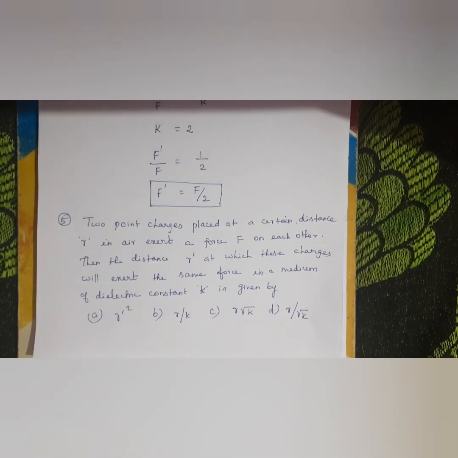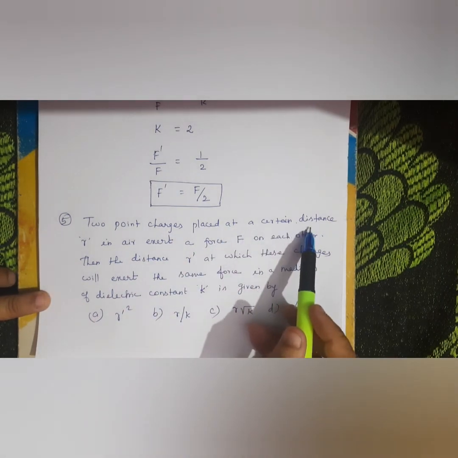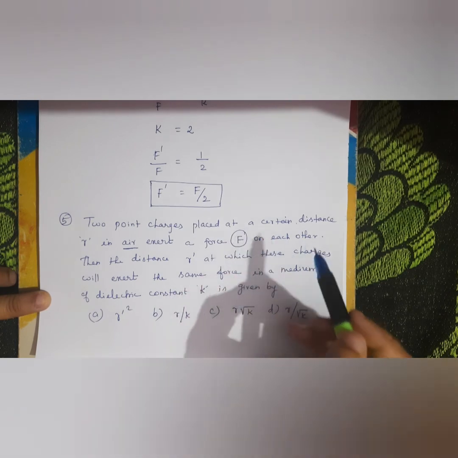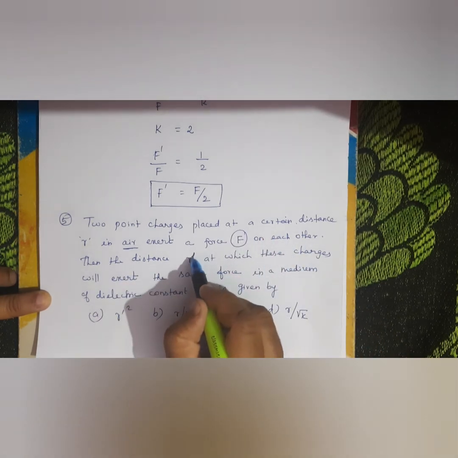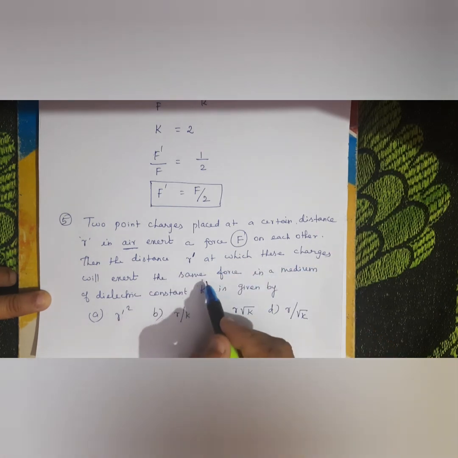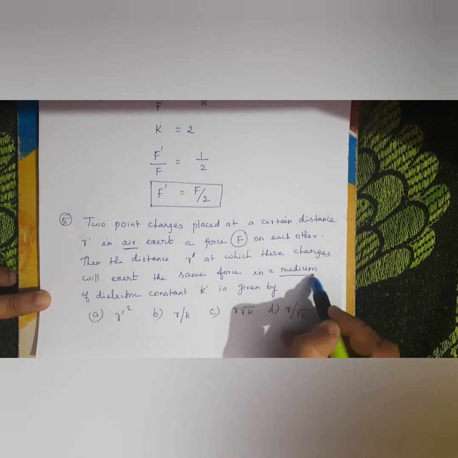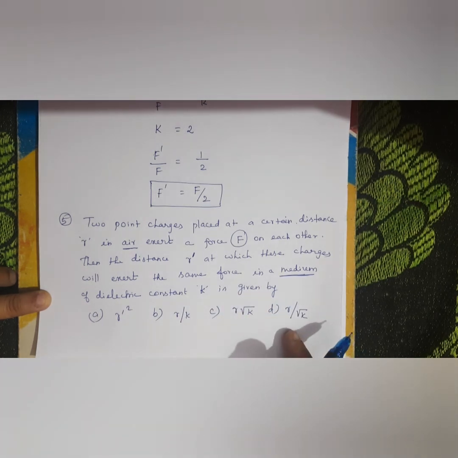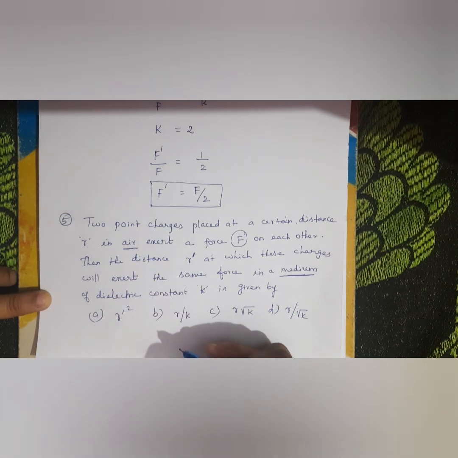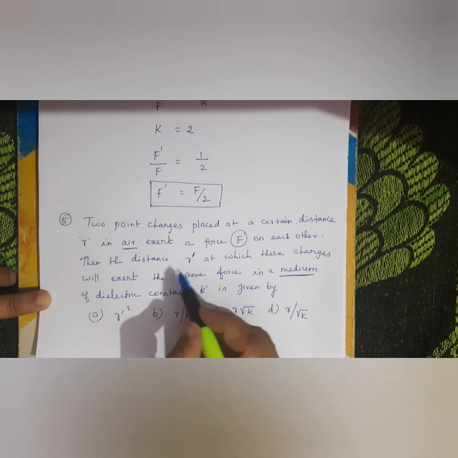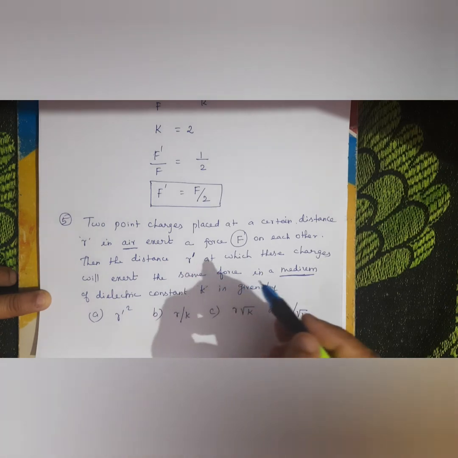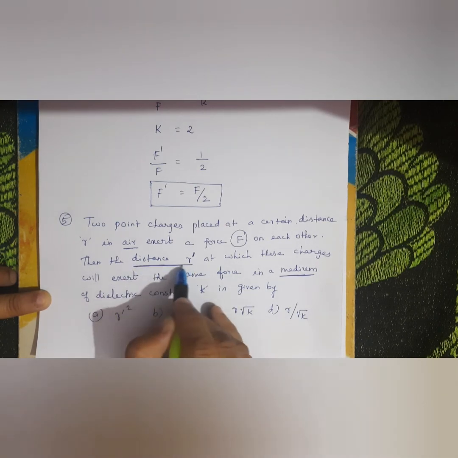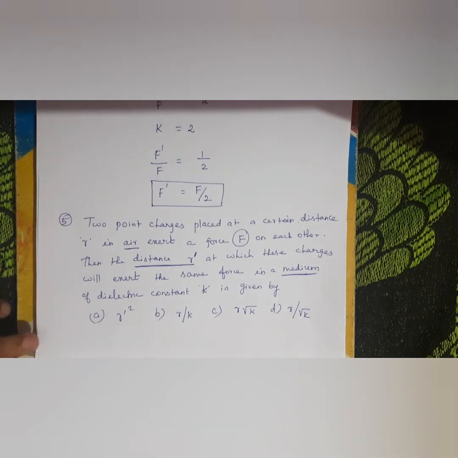Next problem. 2 point charges are placed at a certain distance r in air and exert a force F on each other. Then the distance r dash at which these charges will exert the same force in a medium of dielectric constant K is given by, and the 4 options are given. So the question is the distance r dash at which these charges will exert the same force. So we are going to calculate the distance r dash. This is our task.